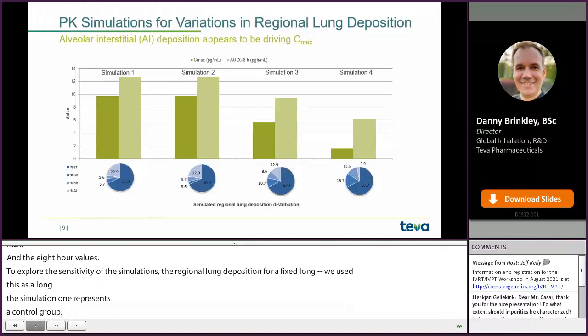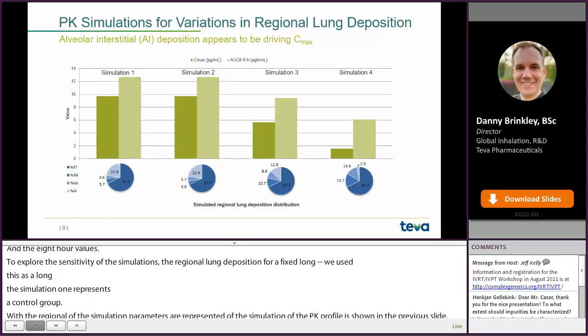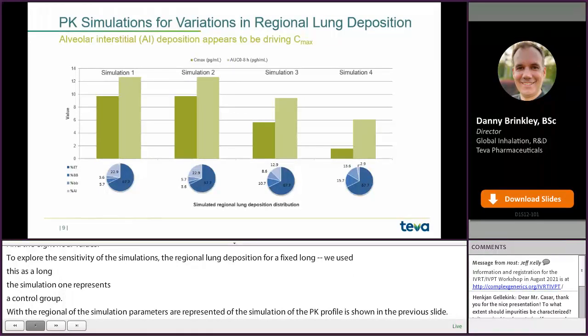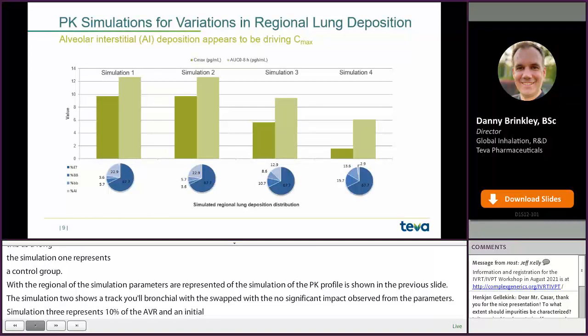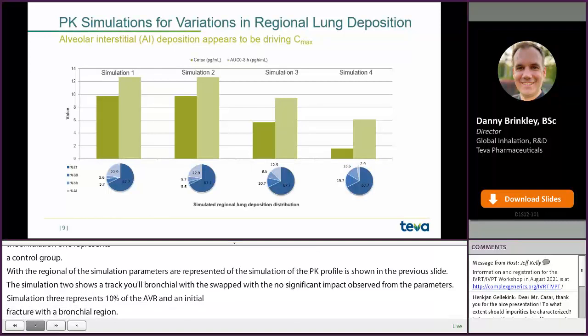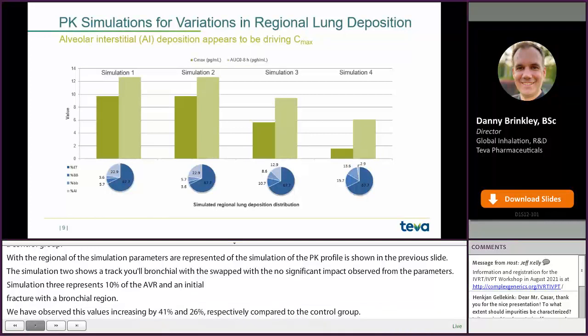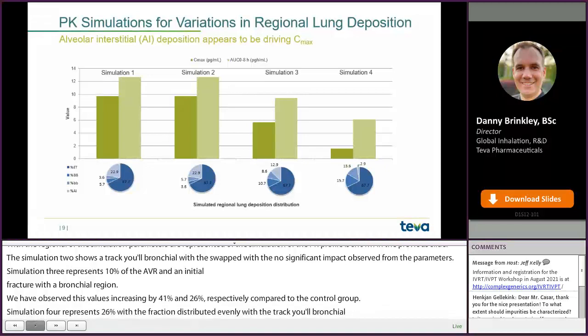Simulation 2 represents the tracheobronchial and bronchiolar deposited fractions swapped, with no significant impact observed on the PK parameters. Simulation 3 represents 10% of the alveolar interstitial fraction redistributed evenly to the tracheobronchial and bronchiolar regions, and we observed the Cmax and AUC values decreasing by 41% and 26% respectively compared to the control. Simulation 4 represents 20% of the alveolar interstitial fraction redistributed evenly to the tracheobronchial and bronchiolar regions, and we observed Cmax and AUC values decreasing by 84% and 52% respectively compared to the control.